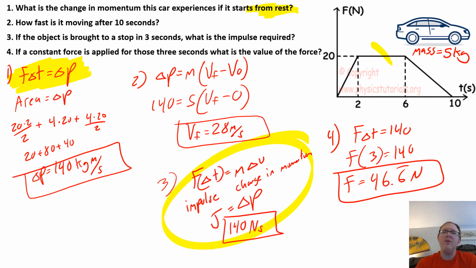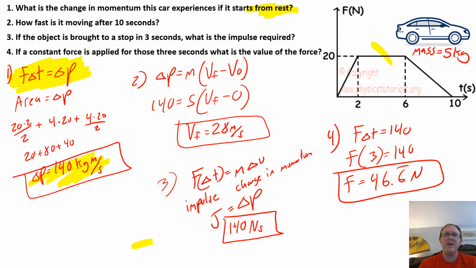That the impulse is the change in momentum. So if you've got 140 kilogram meters per second of momentum to deal with, that's how much impulse it's going to take you to get rid of it. Don't worry about the positive or negative sign for that one. It's really just asking what's the magnitude, or how much.